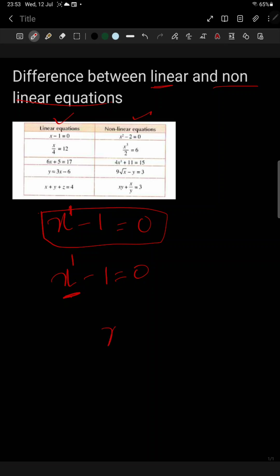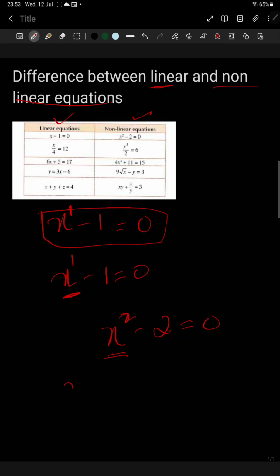On the other hand, if I write x square minus 2 equals 0, over here the variable is x again, but this x has the index 2. So this is a non-linear equation. This is an example of a non-linear equation.